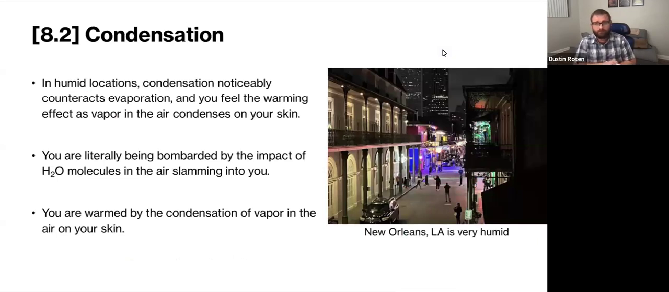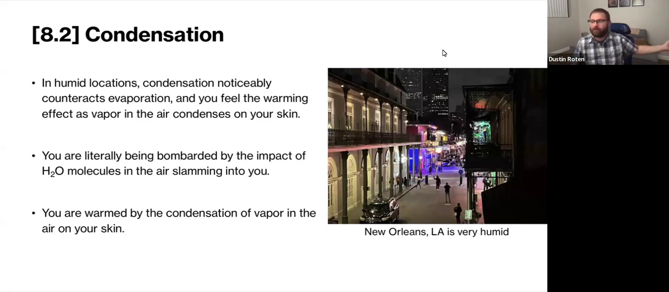You've probably noticed this in really humid locations. Condensation definitely counteracts evaporation in such locations. You can feel it on your skin. The air will condense on your skin. That's where the sweat doesn't evaporate. You just get sticky. That's the way I usually describe it.